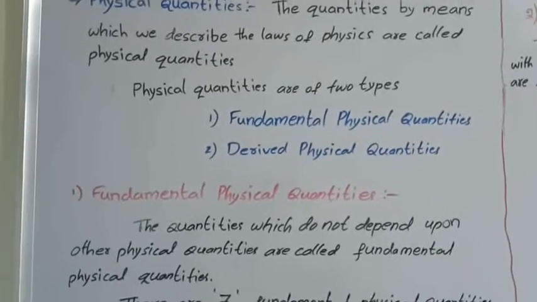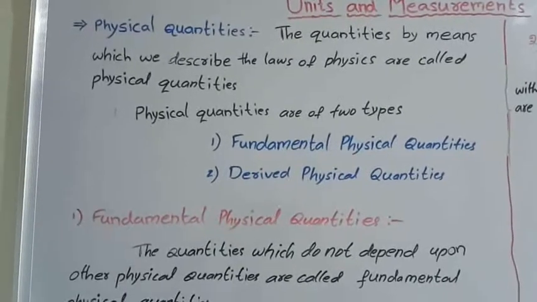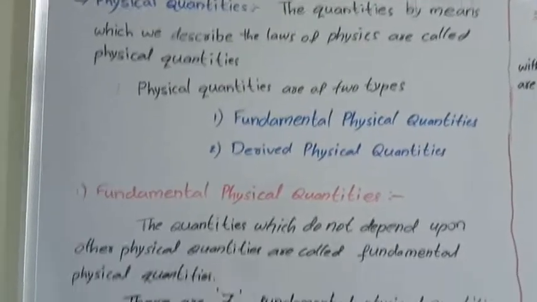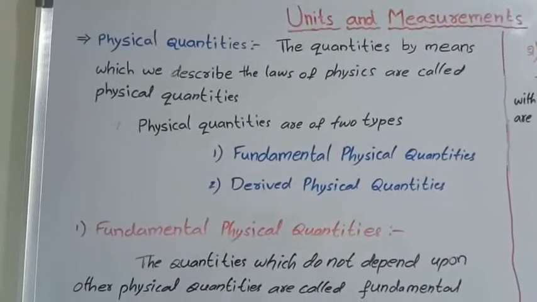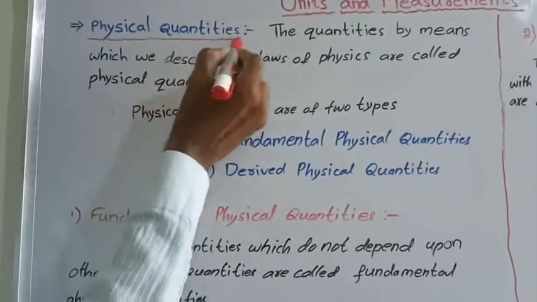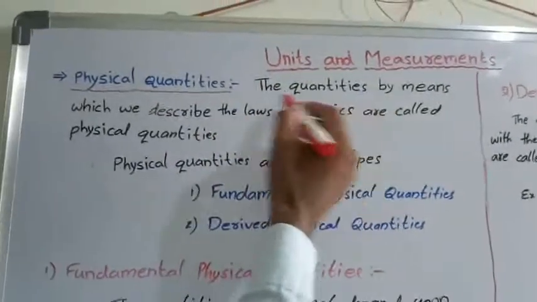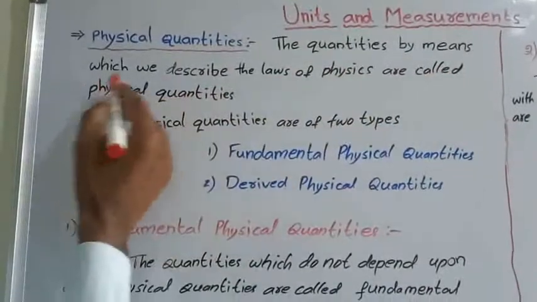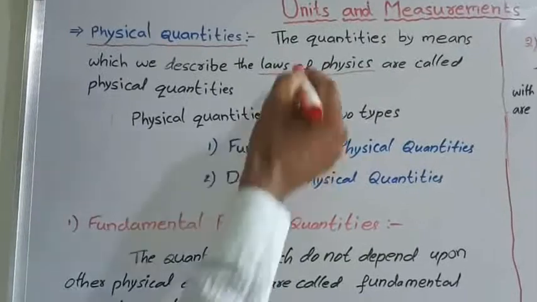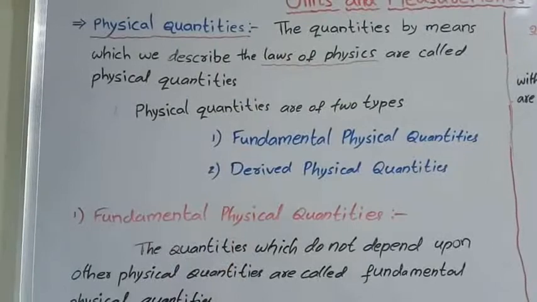So generally in physics we deal with many quantities, like electricity, mass, time, potential, moment of inertia. All those are treated as physical quantities. A physical quantity is a quantity by means of which we describe the laws of physics. By using physical quantities we describe all the laws of physics. So those quantities are called physical quantities.